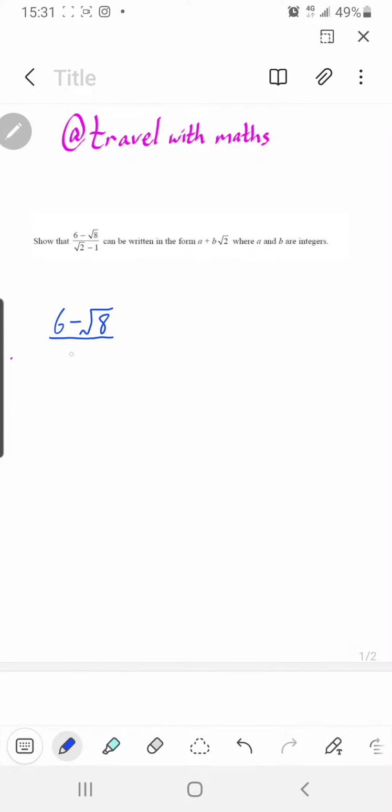So we have 6 minus square root 8 divided by square root 2 minus 1. Now square root 8, it's better to break it down to a simpler surd. So 8 can be broken down to 4 times 2, and we know that 4 is a square number, so square root 4 times square root 2, square root 4 is 2, so 2 square root 2. Okay, so square root 8 is 2 square root 2.